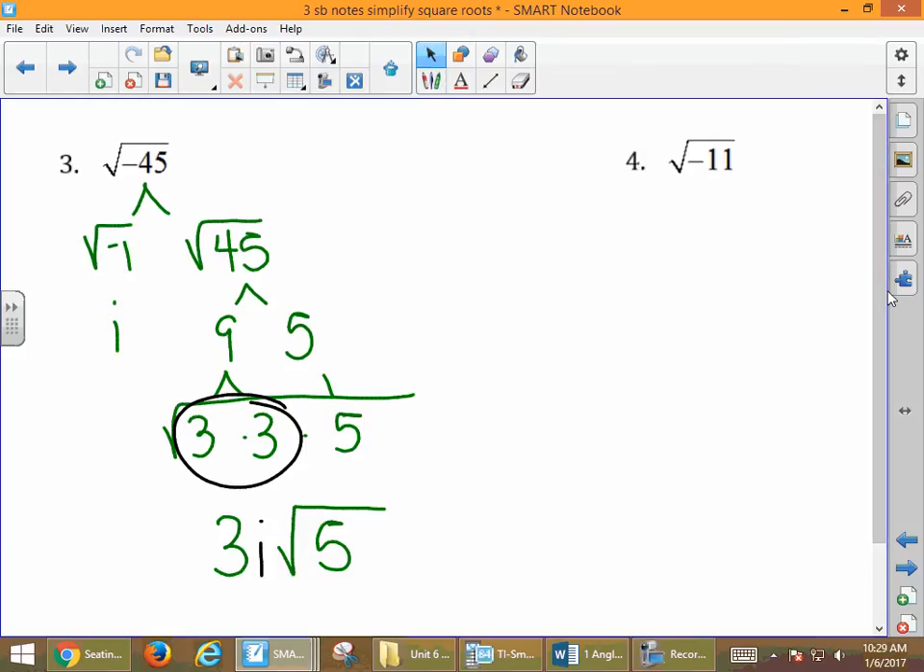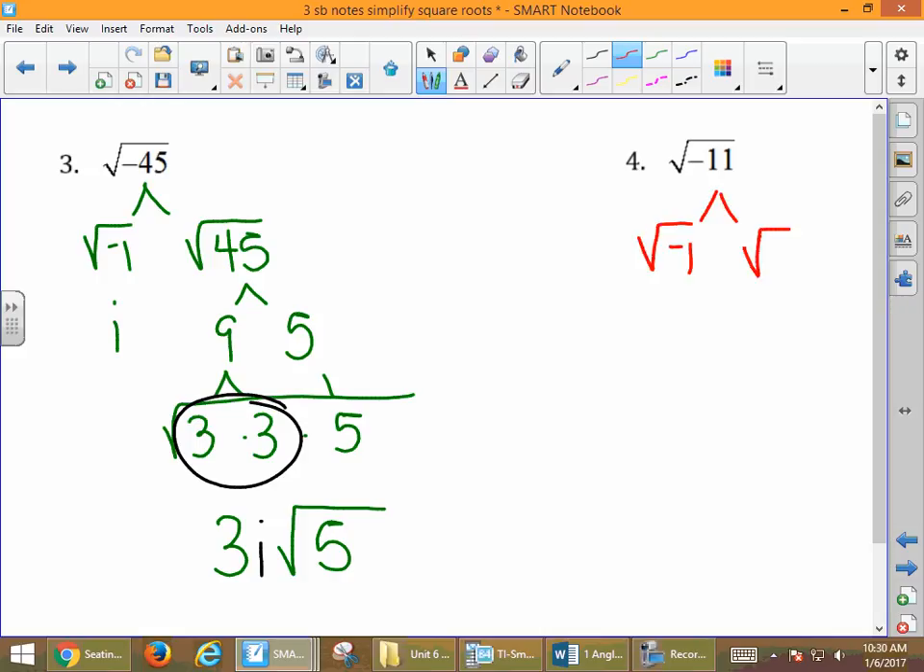Problem number 4. Square root of negative 11. Square root of negative 1 times square root of 11. Well, what's the square root of negative 1? i. Again, the more you can say it, even if you're only saying it in your mind, it's going to help you remember it when you get here next week. Square root of negative 1 is i. Can we break down 11? No, it's fine.